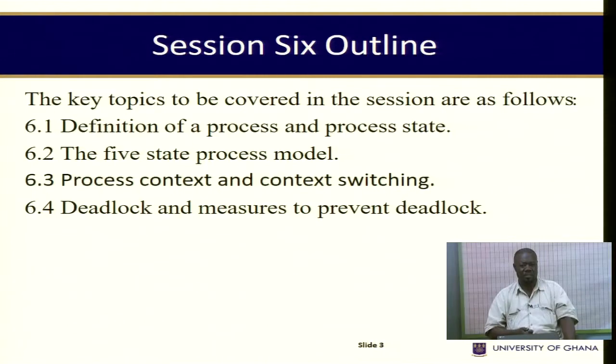The key topics to be covered in this section are as follows. We try and define the process, and we define a process state. We'll look at a 5-state process transition model. Then we'll explain what is meant by context switching and its relation to the function of operating systems. Deadlock, how deadlock can be detected, and some of the techniques that have been developed or adopted in real commercially available operating systems to prevent deadlock occurring.